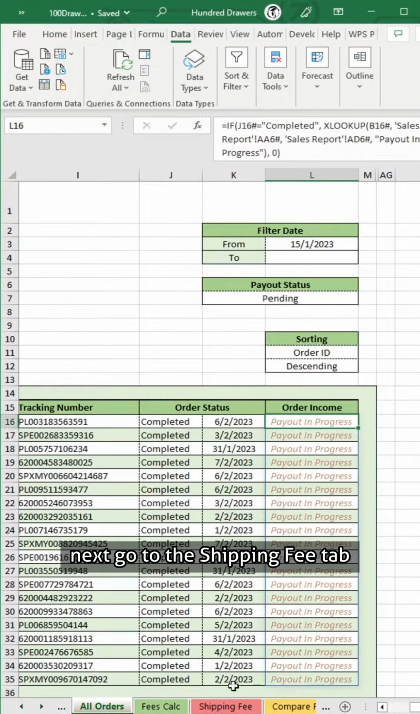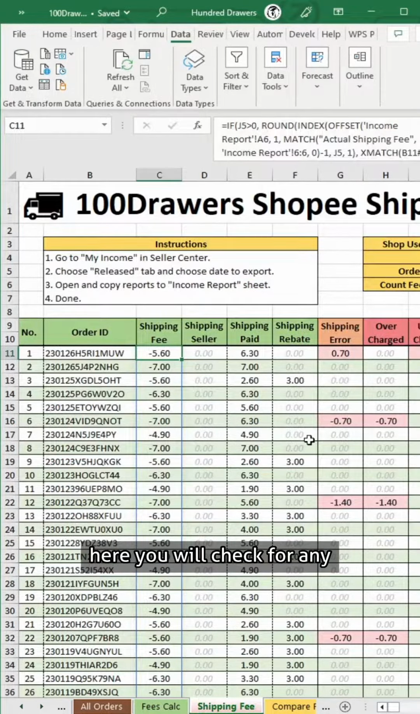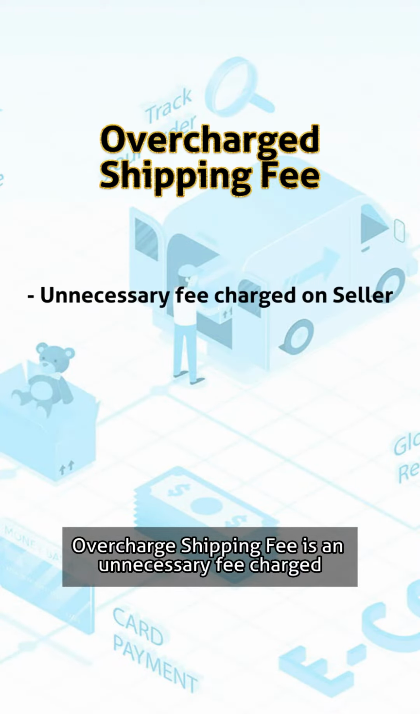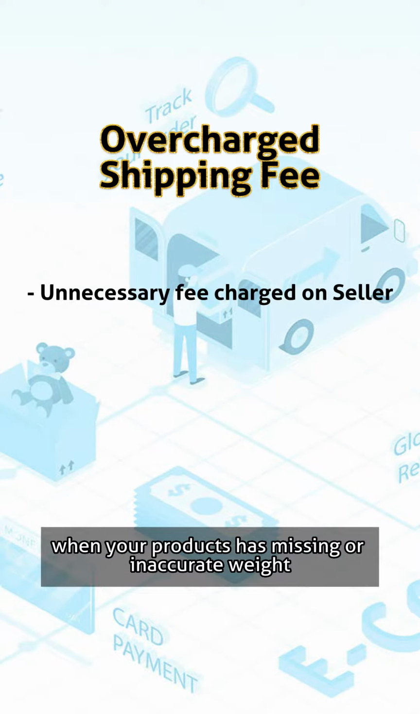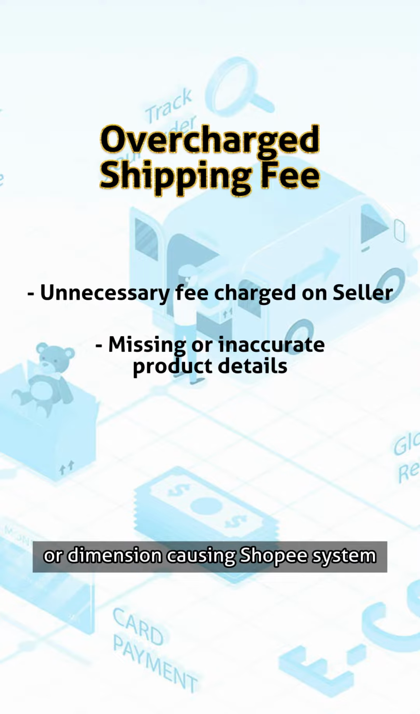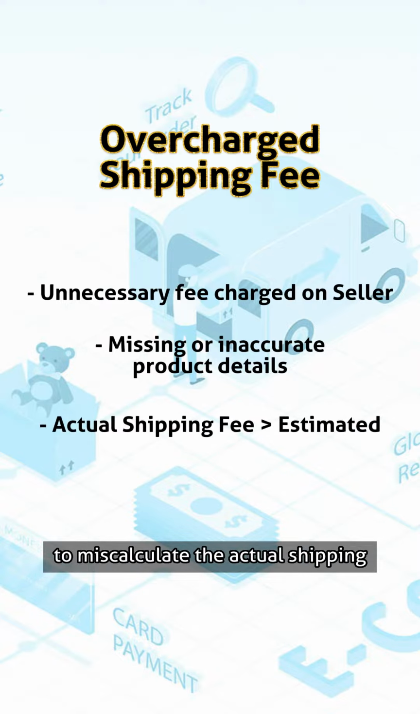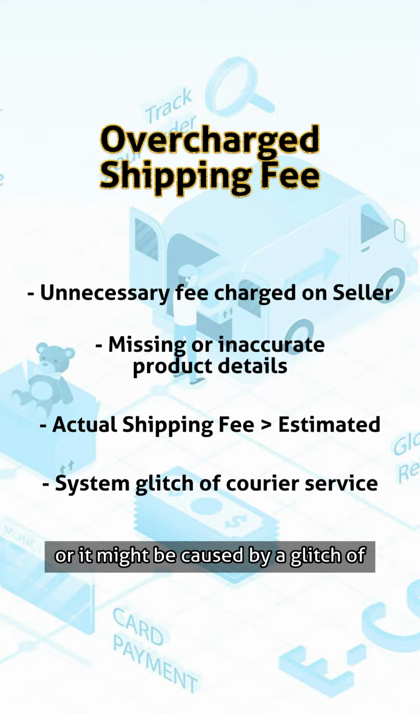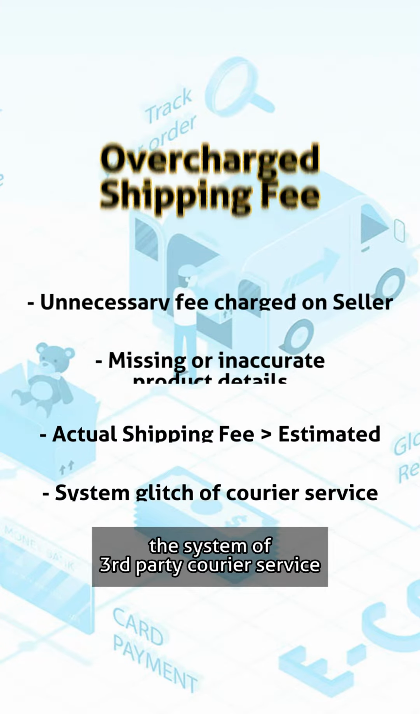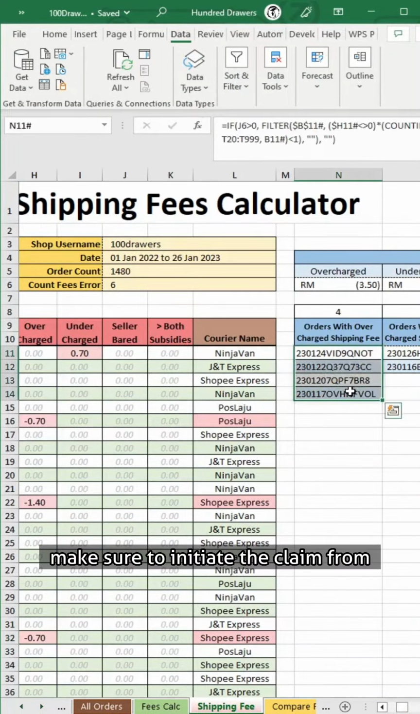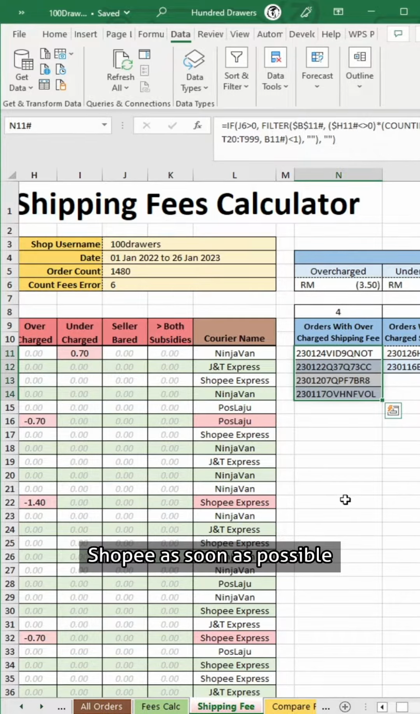Next, go to the Shipping Fee tab. Here, you will check for any overcharged shipping fee. Overcharged shipping fee is an unnecessary fee charged to the sellers when your product has missing or inaccurate weight or dimension, causing Shopee system to miscalculate the actual shipping fee to charge on the customers. Or it might be caused by a glitch of the system of third-party courier service. If there is any overcharge, make sure to initiate the claim from Shopee as soon as possible.